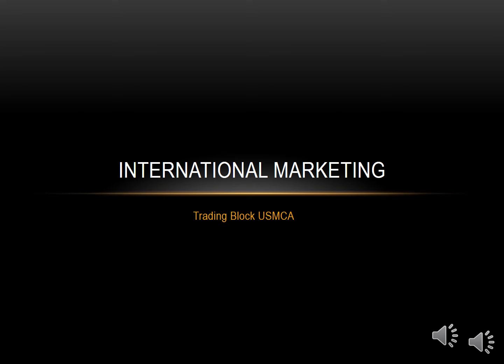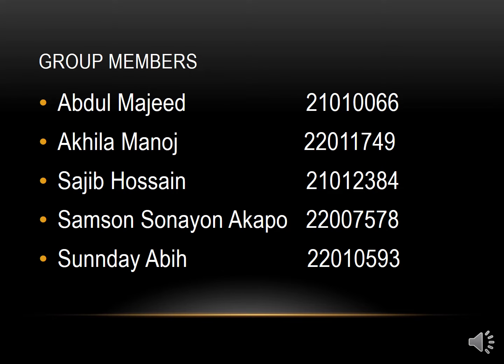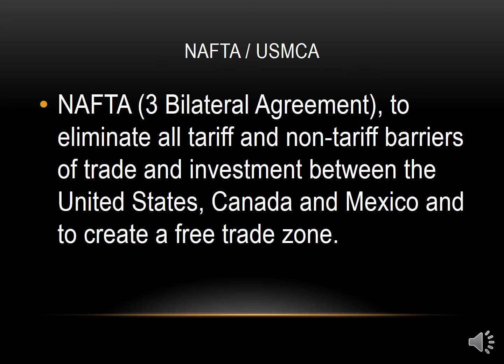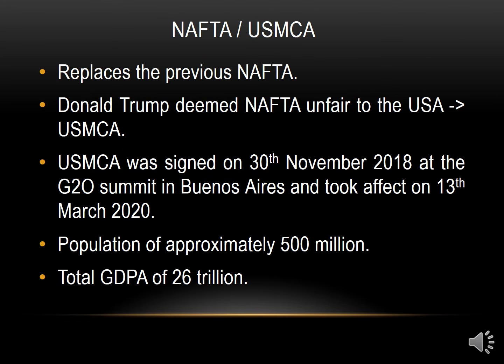The USMCA, which substituted the NAFTA, is a three-way agreement between the USA, Mexico, and Canada for the benefit of workers, farmers, and businesses. According to the USMCA, its main objective is to create more balanced and reciprocal trade, which supports high-paying jobs in America, which eventually helps in economic growth.